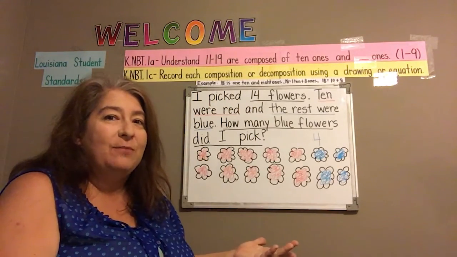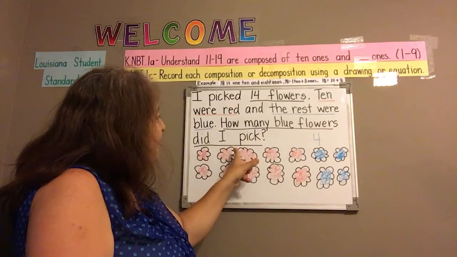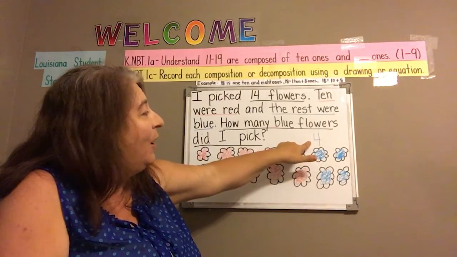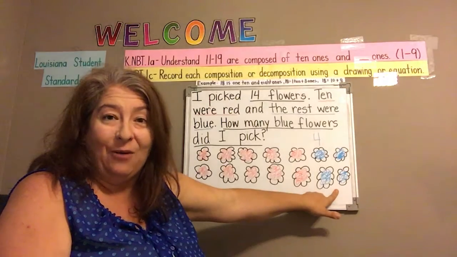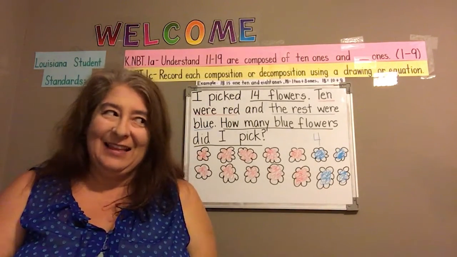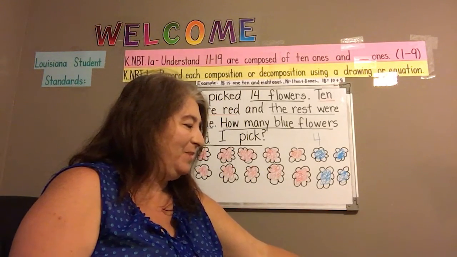So I've answered my question now. How many blue flowers did I pick? We know we can count them, or now we can just look at where I wrote the number. We know that we have 4 blue flowers. But let's take this a step further. Let's see what else we can do with this.